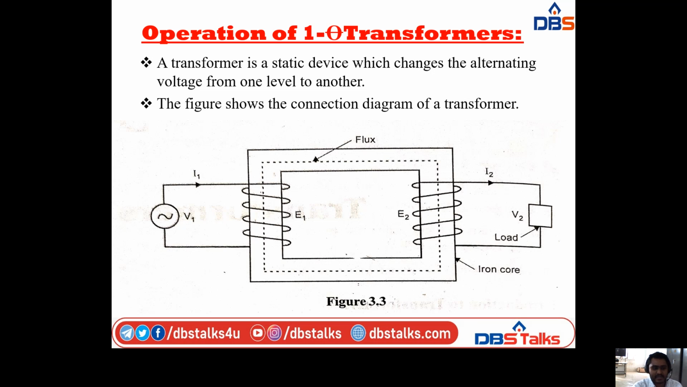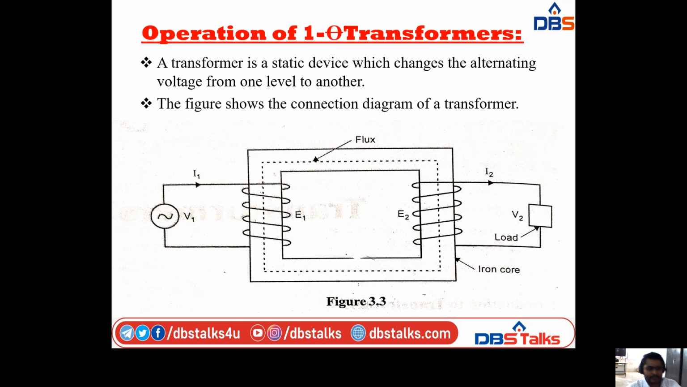One is the primary coil and another one is the secondary coil. It is also called the primary winding and secondary winding. The winding which is connected to the supply, that is on the left side of this diagram, is called the primary winding, and the winding which is connected to the load is called the secondary winding. In between these windings we have a dotted line, which is called the flux.